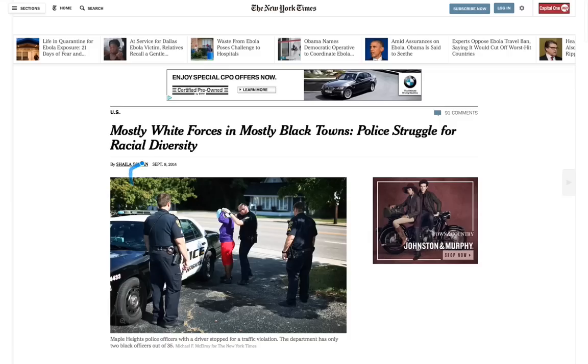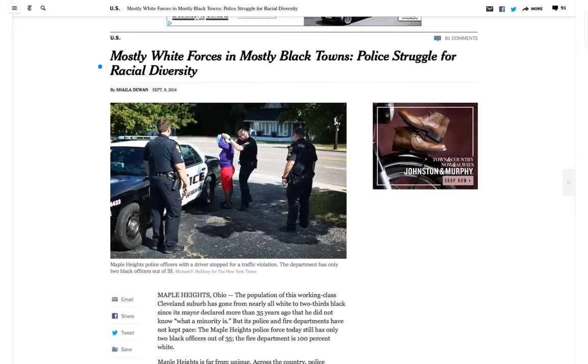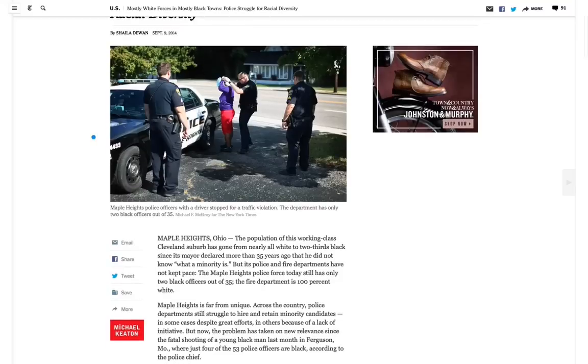Here's another example, also from the Times. So the headline is "Mostly White Forces in Mostly Black Towns." And then we have a lead paragraph that's very descriptive. The population of Maple Heights has gone from nearly all white to two-thirds black, but its police and fire departments have not kept pace. The Maple Heights police force today still has only 2 black officers out of 35, and the fire department is 100% white.